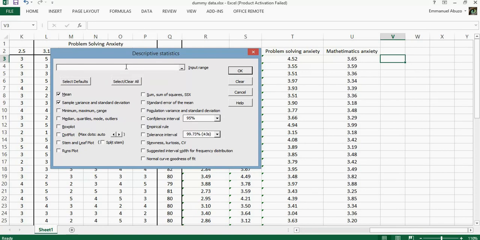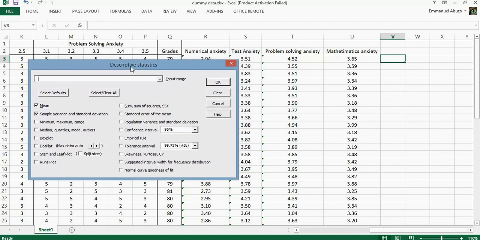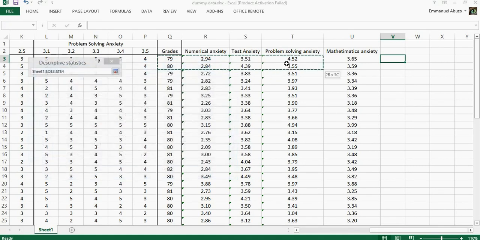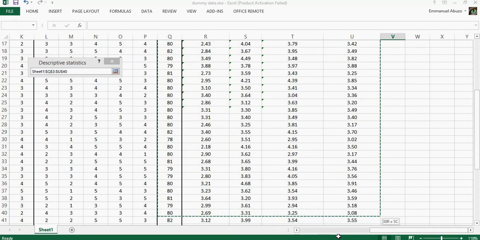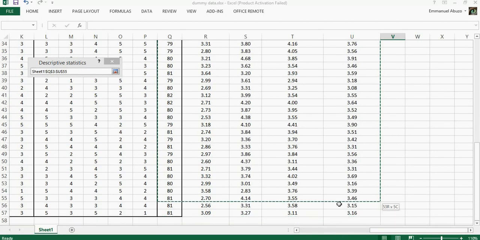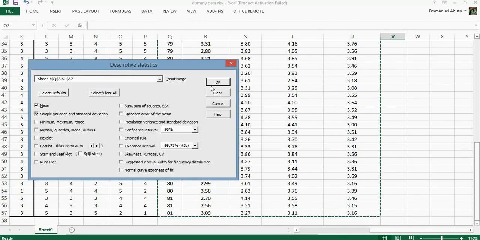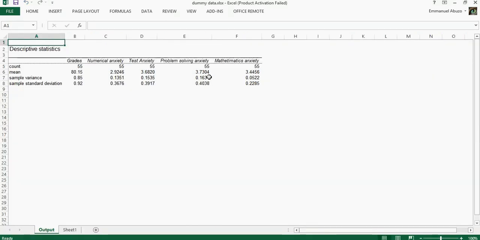And then I can now get the average of my variables. Then click OK. So here, in the output, I have a count of 55 respondents. For the grades, I have 80.15. So the average of the grades of my respondents would be 80.15.